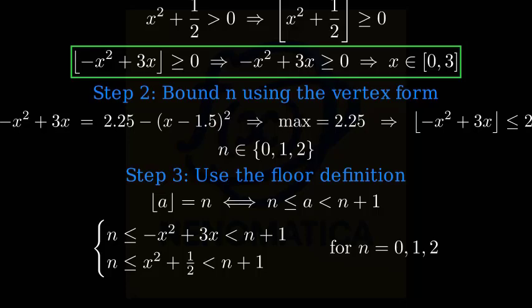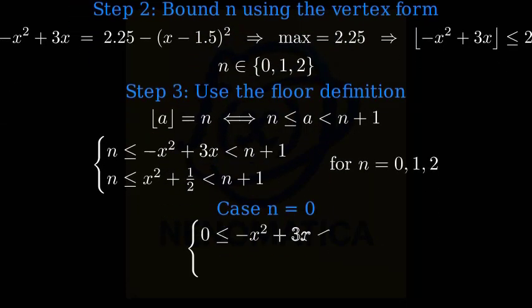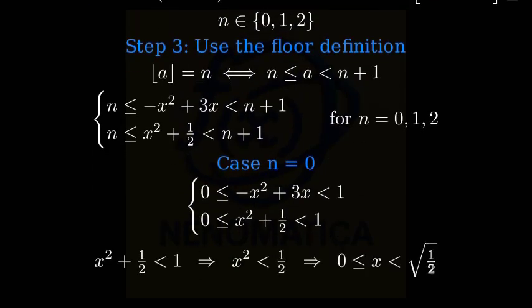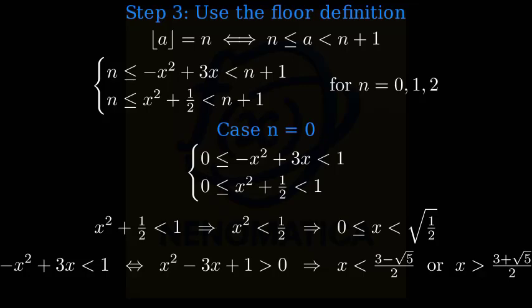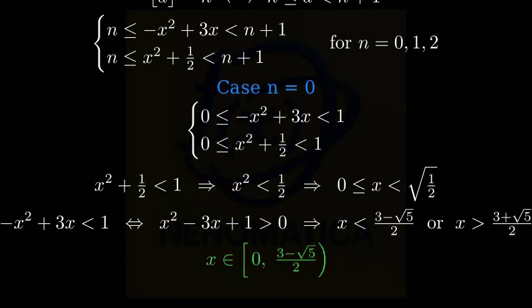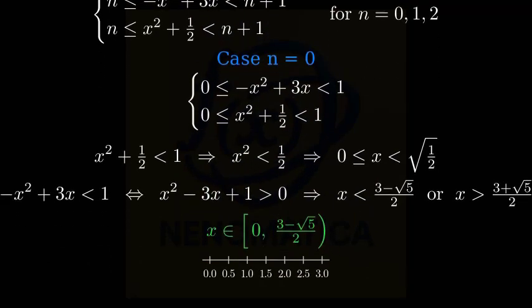Case 1. Let n equal 0. From x squared plus 1/2 in the interval 0 to 1, we get x squared less than 1/2. So x is between 0 and the square root of 1/2, using our earlier restriction. From the left inequality, negative x squared plus 3x must be at least 0, and strictly less than 1. The second part simplifies to x squared minus 3x plus 1 greater than 0, which is true when x is less than 3 minus square root 5 over 2, or when x is greater than 2.618, but we also need x between 0 and 3. Combining with x less than square root of 1/2 picks the interval from 0 to 3 minus square root 5 over 2. Open at the right.